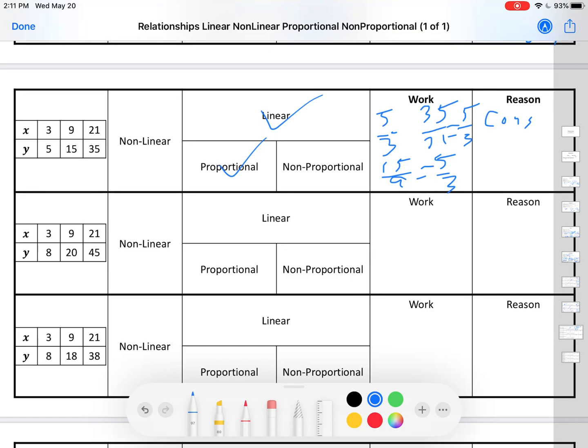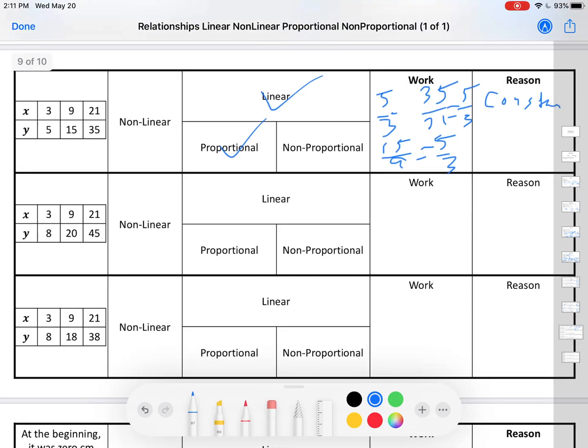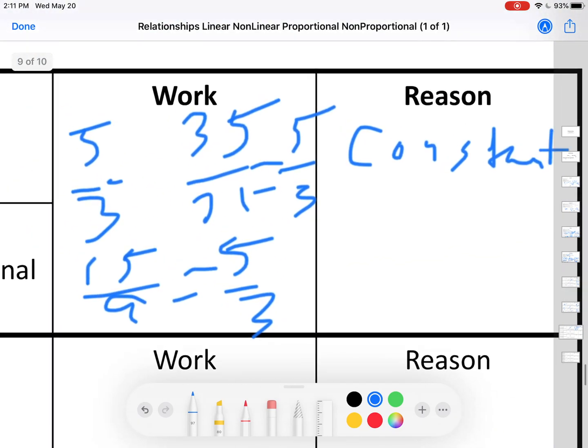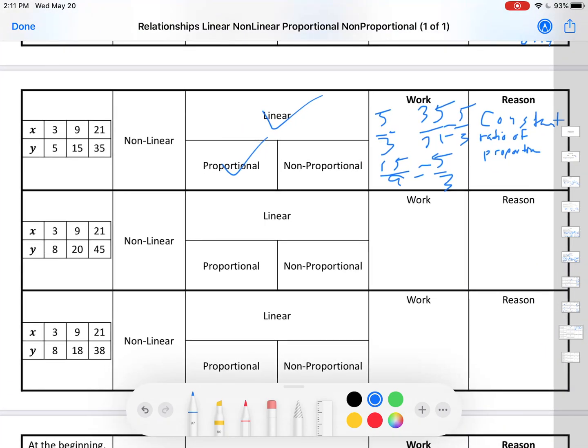Reason, it has a constant ratio of proportion. Oh, tapped the wrong button again. There we go. Let me zoom in a little bit. Constant ratio of proportion. Good. Okay. Let's look at the next one. 8 over 3 is equal to 8 over 3. Doesn't simplify. 20 over 9 also doesn't simplify. 8 over 3 is not equal to 20 over 9. This is non-proportional. Let's see if it's linear.